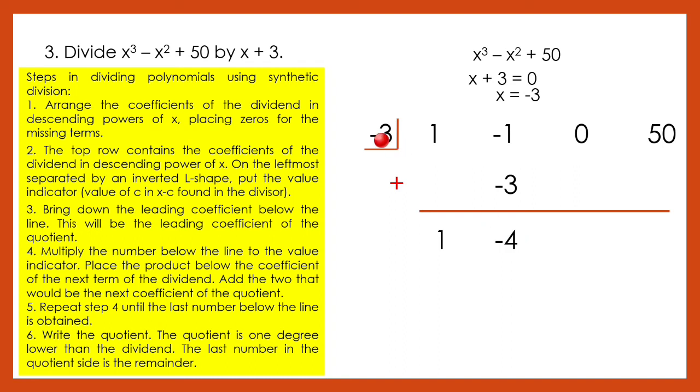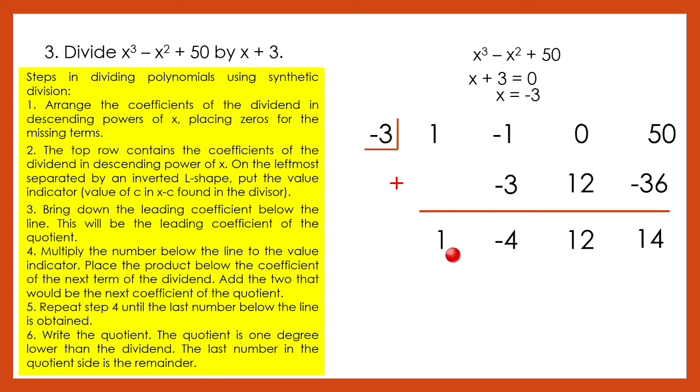Next, negative 4 times negative 3 is positive 12. Ilalagay natin sa baba ng 0. Then, add 0 plus 12, that is equal to 12. Then, multiply 12 and negative 3, that is equal to negative 36. Ilalagay sa baba ng 50. Then, add 50 plus negative 36 is positive 14. So, hindi na 0 yung ating last term. Ibig sabihin, meron tayong remainder sa quotient.